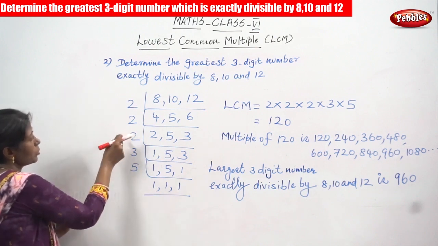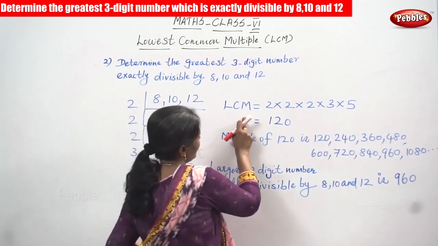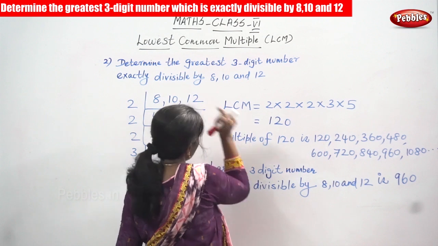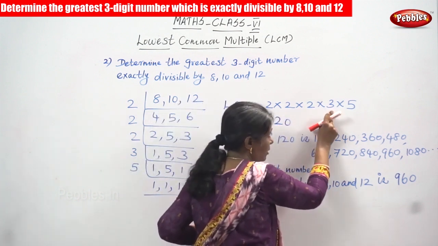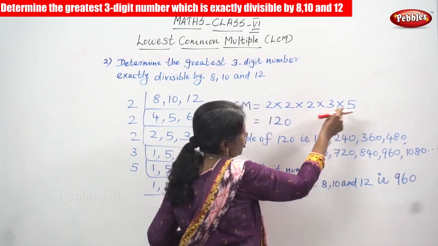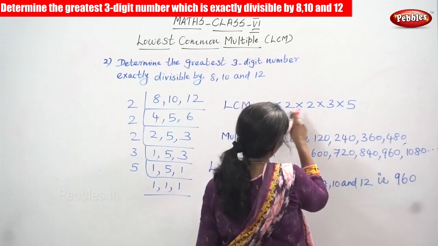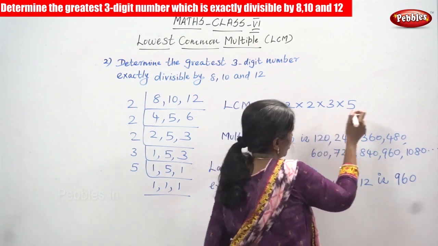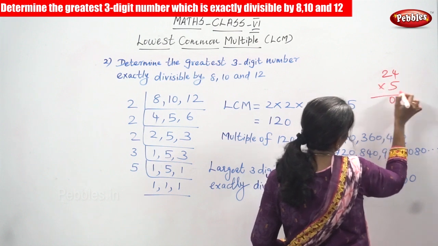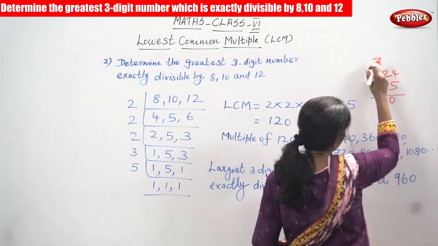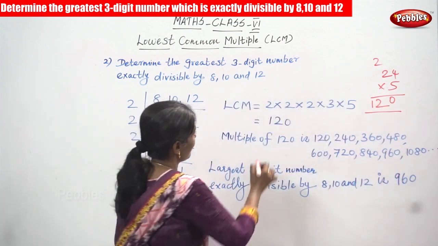2 into 2 into 2 into 3 into 5. So this is the LCM, lowest common multiple, of 8, 10 and 12. 2 into 2 is 4, 4 into 2 is 8, 8 into 3 is 24, 24 into 5 is 120. Again, you just multiply: 5 fours are 20, 0 carry over 2, and 5 twos are 10, 10 plus 2 is 12, that is 120. That is what I have written here.